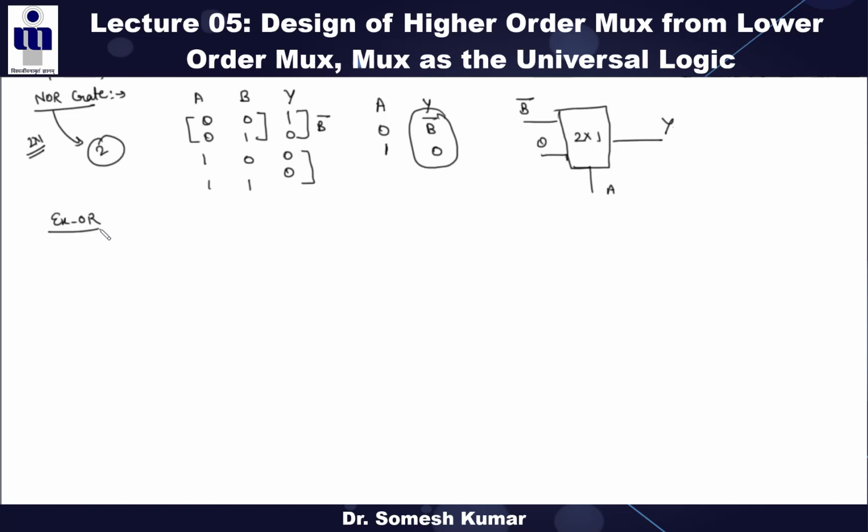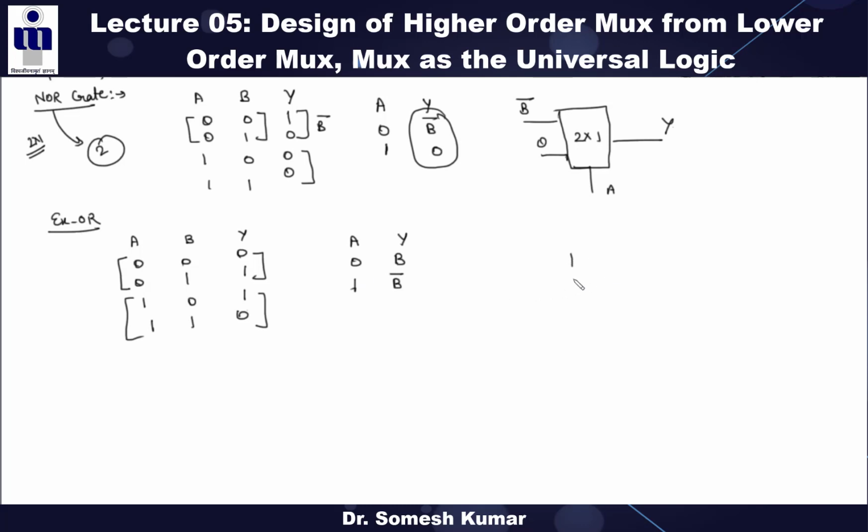Similarly, we can design our next gate, that is the XOR gate. Here you know the truth table of the XOR gate: 0 0 0, 0 1 1, 1 0 1, 1 1 0. So this is your XOR gate. If I am taking A as the select line, if A is 0, what is the output? Output is B. If A is 1, what is the output? Output is B bar.